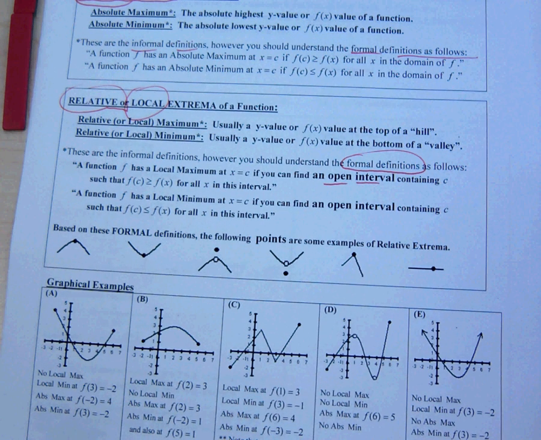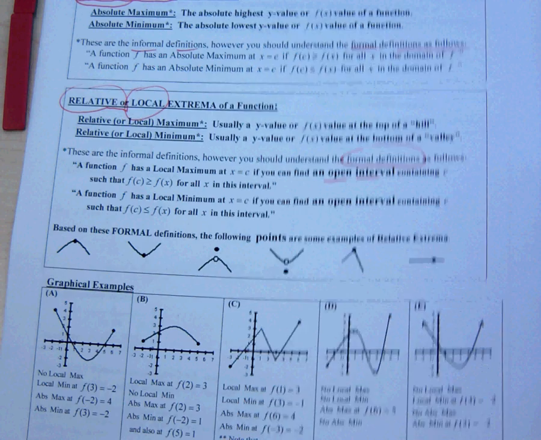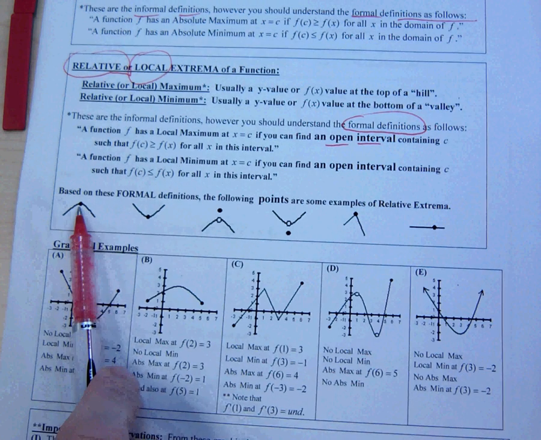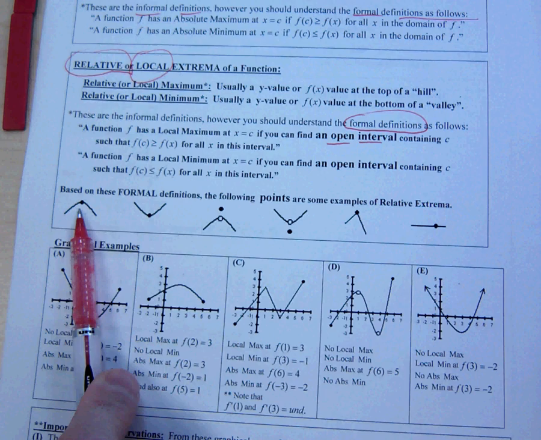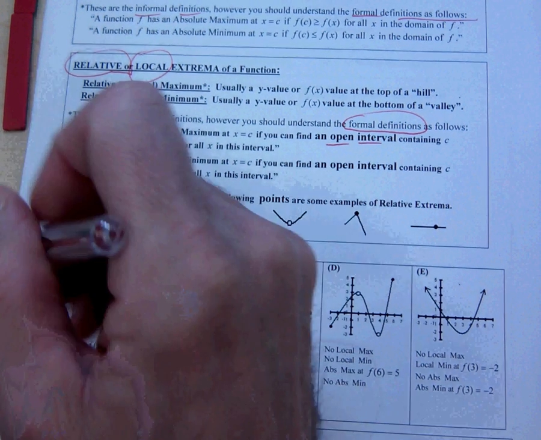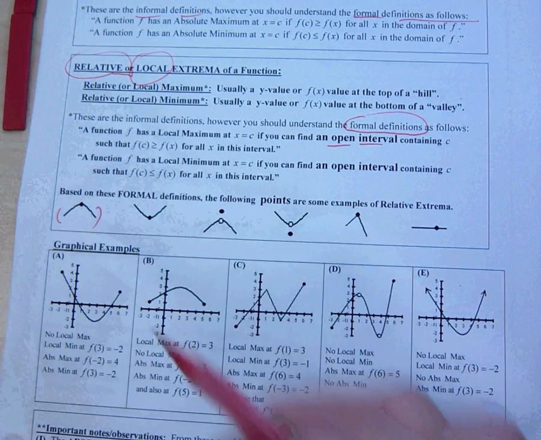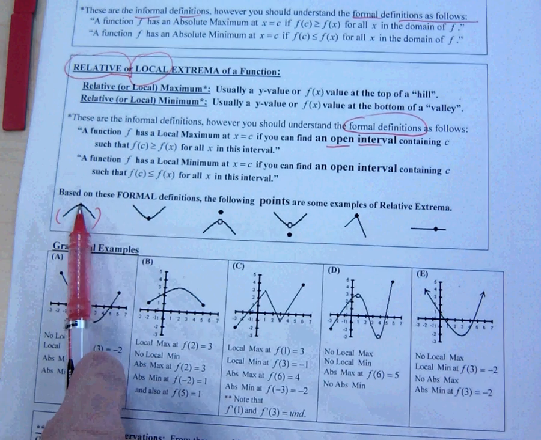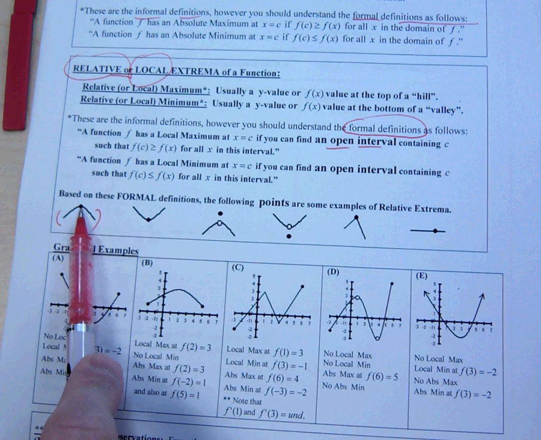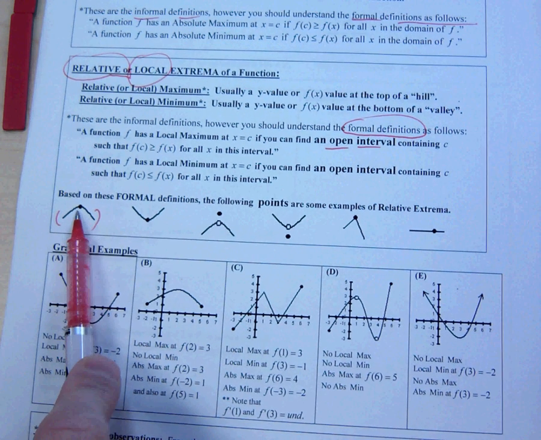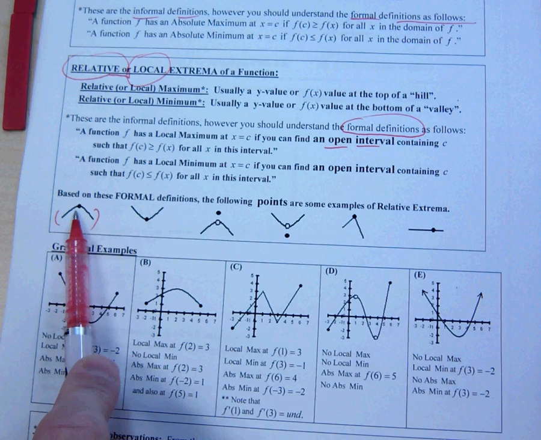all of these would be examples of relative extrema. Are you ready? That would be a what? Local or relative what? Max. Why? Because I have this open interval here, right? Where that y value is greater than or equal to what? All other y values. Is that clear?